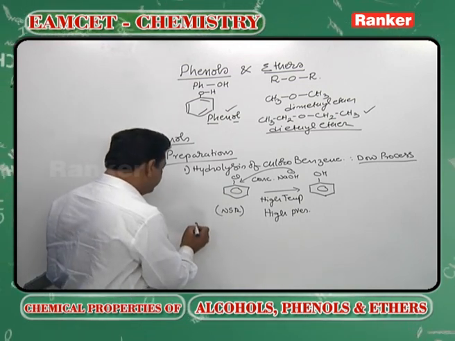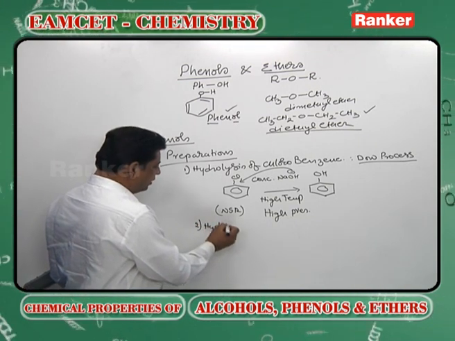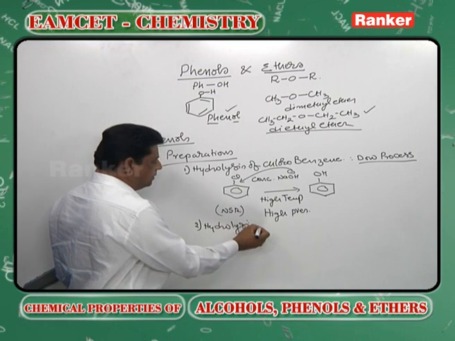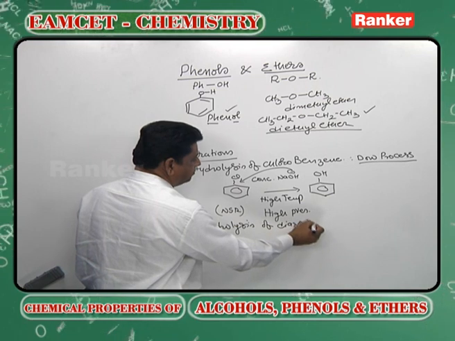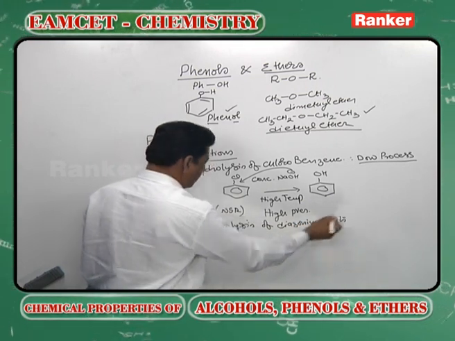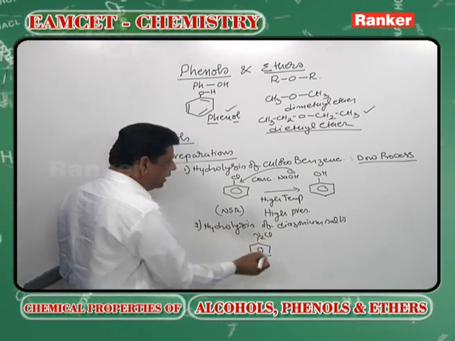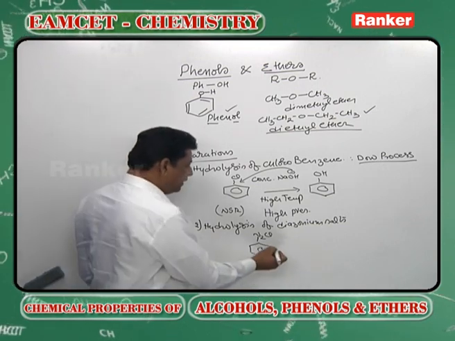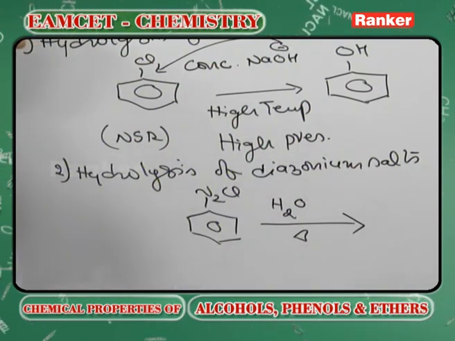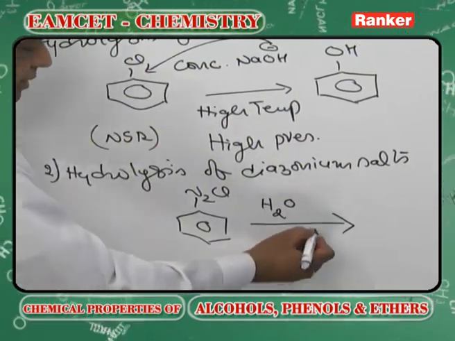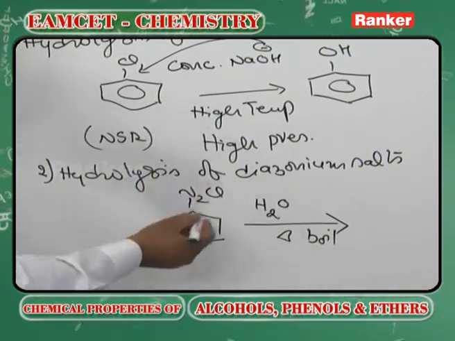Okay, now let us go for the second method. It is the hydrolysis of diazonium salts. Benzene containing an N2Cl is called benzene diazonium chloride. Here you need not do anything, just add some water and warm it. Heat with water or boil it for some time. Just boil it. The OH present here will replace the group.